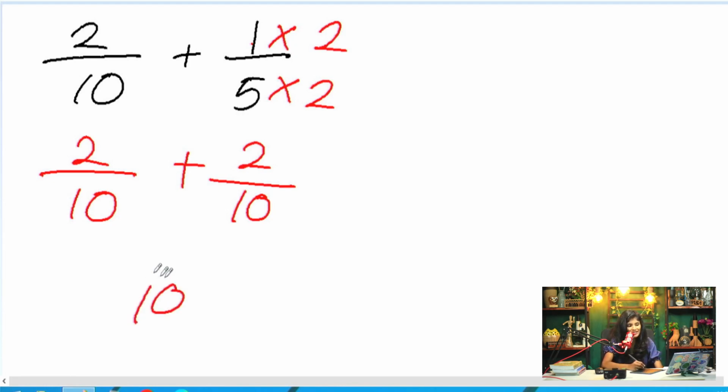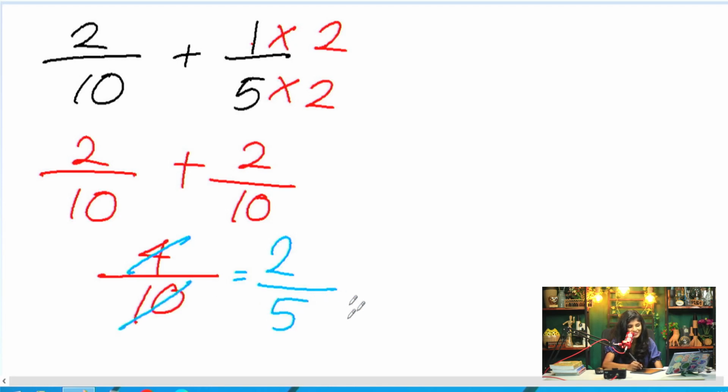Now the same as we did earlier. The denominator is 10. Now adding numerators, 2 plus 2 means 4. So this is the answer, but this is not a simplified answer. Okay, let's simplify. For 4 and 10, we have 2 times, right? So 2 times 2, 2 times 5. So this is the final answer.